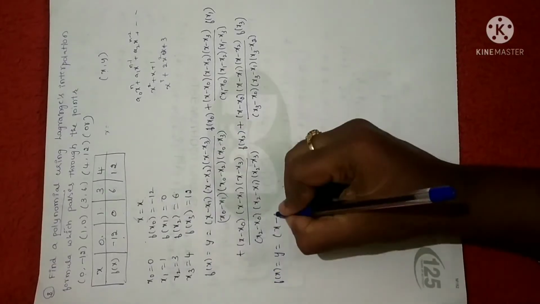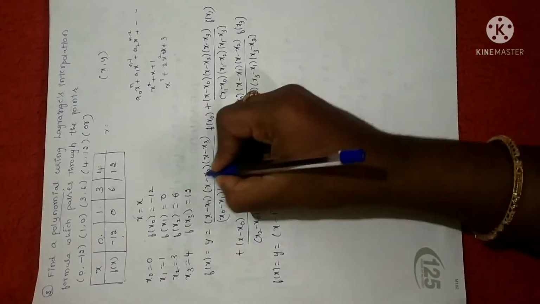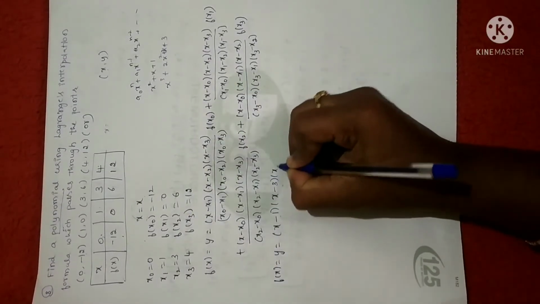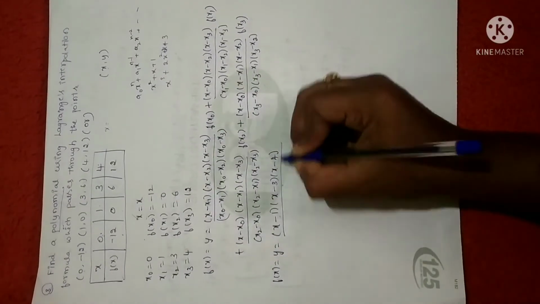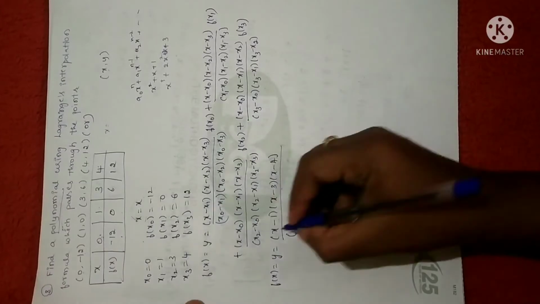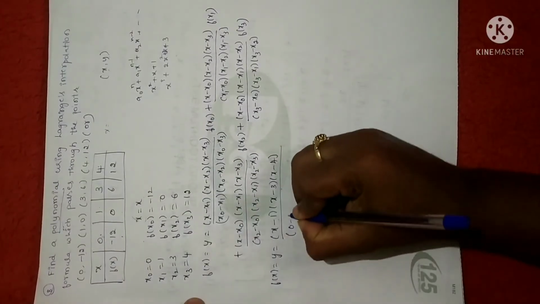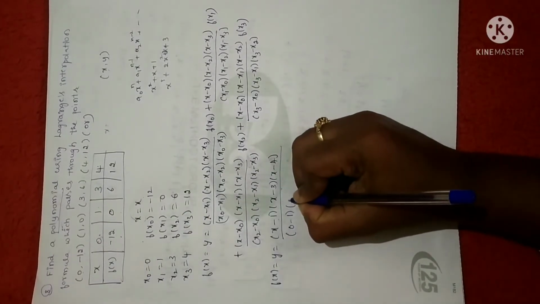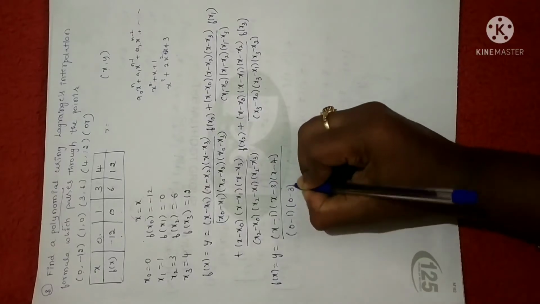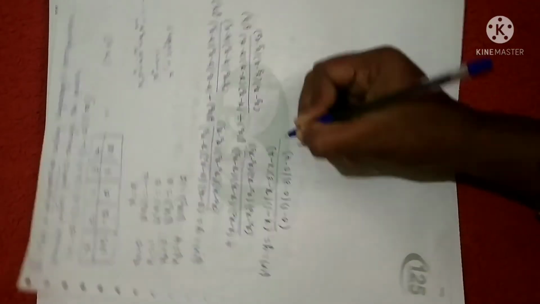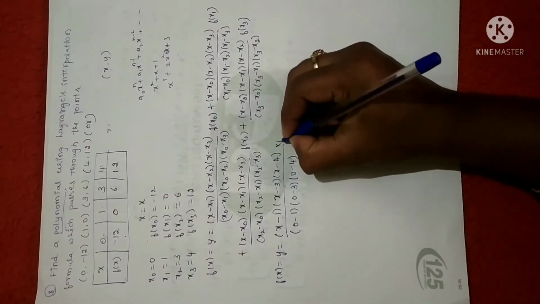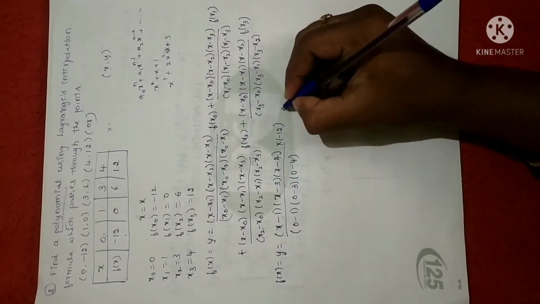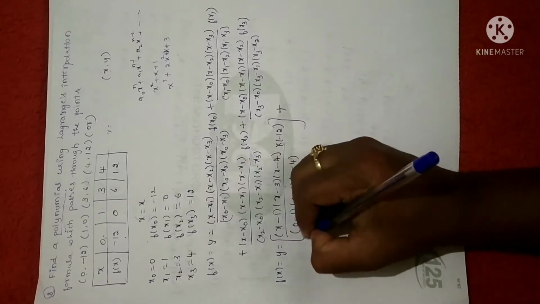x minus x1 is 1. Again x as it is, minus x2 is 3. Again x as it is, minus x3 is 4. Just the substitution, divided by, now x naught value is 0, minus x1 value is 1. Now x naught value is again 0, minus x2 is 3. Again x naught 0, minus x3 is 4. Into f of x naught value is minus 12. So into minus 12. Plus, so this is the first term.